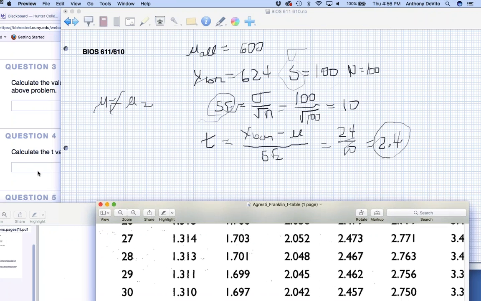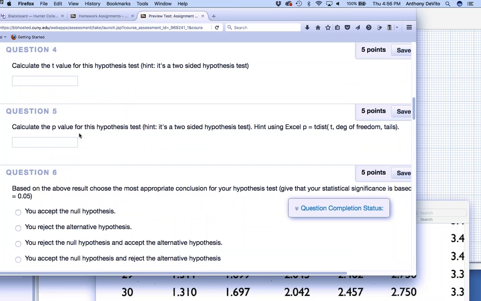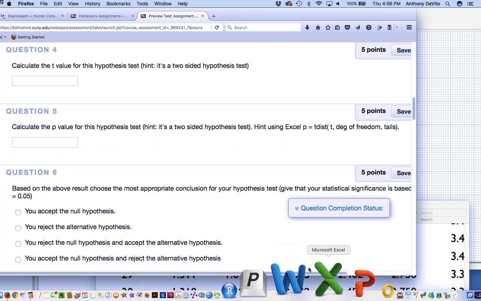So our critical value of t, the t-value in here, is going to be equal to 2.4. Calculate p-value for this hypothesis test, and so on and so forth. Well, I just decided that the critical value is smaller than the t that I got, so I can reject my null hypothesis. It also says calculate the p-value, the probability of being wrong in this situation. Hint, using Excel equals t-dist, t-value, degrees of freedom, and tails. I'm going to pull up Excel and show you what I mean by that.